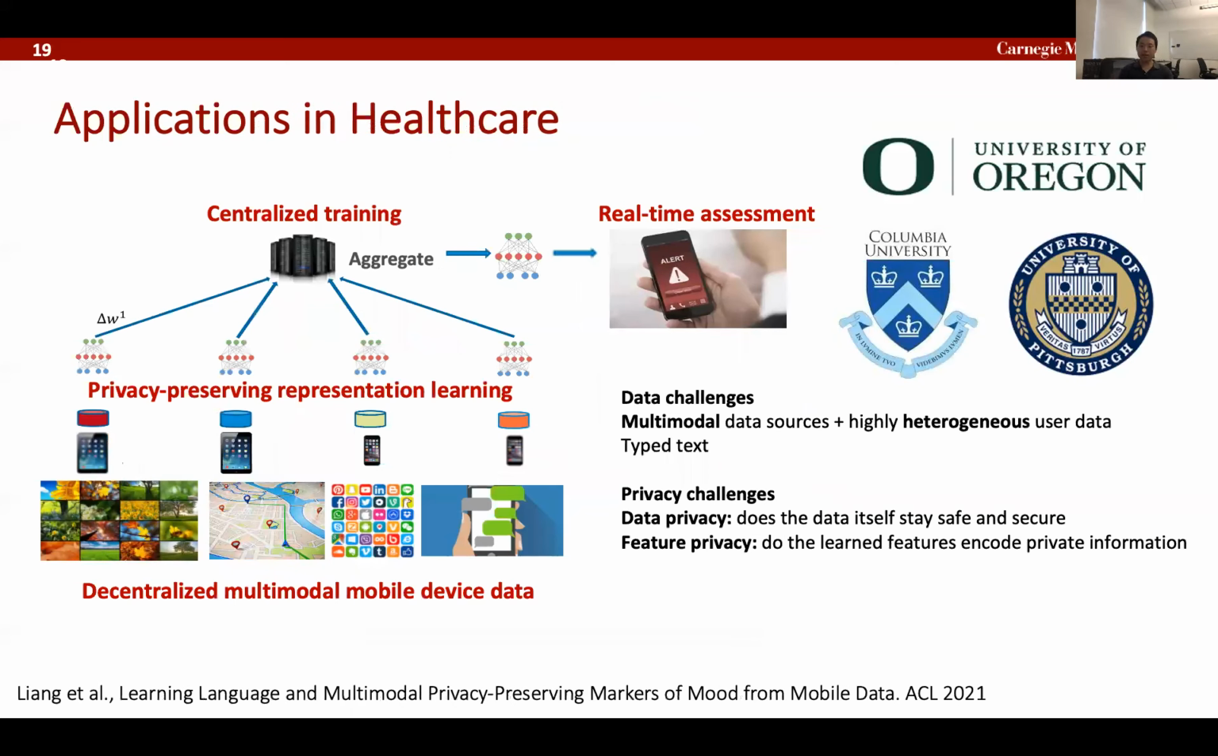So to finish my talk, I would also like to share a very nice ongoing collaboration with several hospitals and medical schools at the University of Oregon, Columbia University, and the University of Pittsburgh on using multimodal models towards real-world mental health assessment. This is an important problem because mental illnesses can often have a very damaging permanent impact on communities, societies, and economies all over the world, especially in adolescence, where they're often late in seeking professional help.